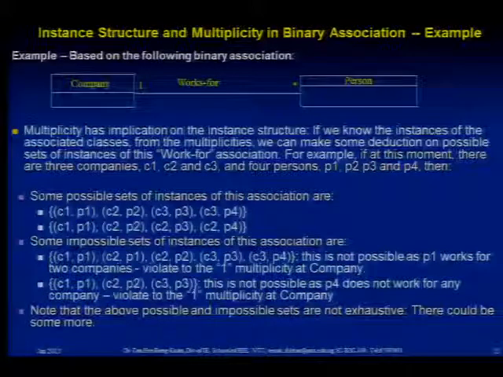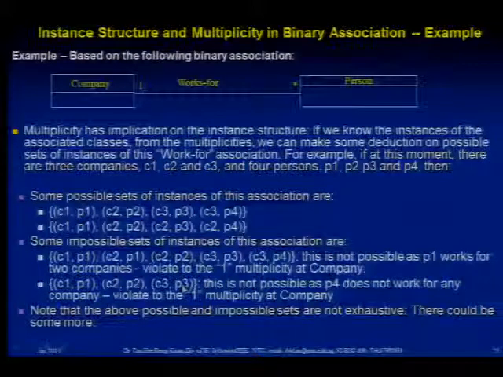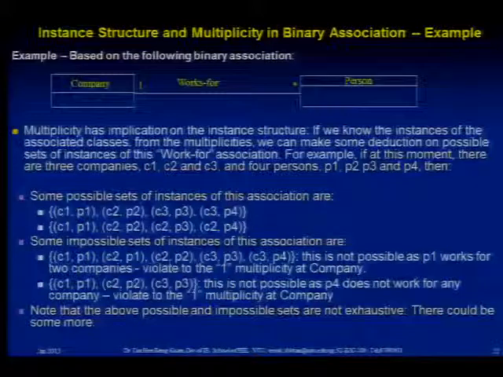Likewise, the last set is also not a possible set for work for association instances. You can easily check that. We have 4 people here, P1, P2, P3, P4. And the diagram says that each person must work for exactly 1 company. But the last person, P4, does not appear in the last set at all.